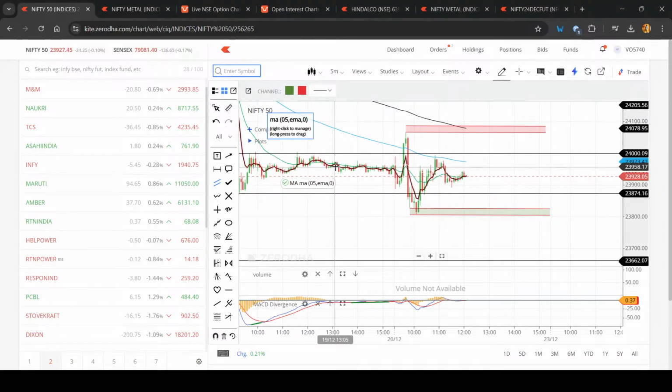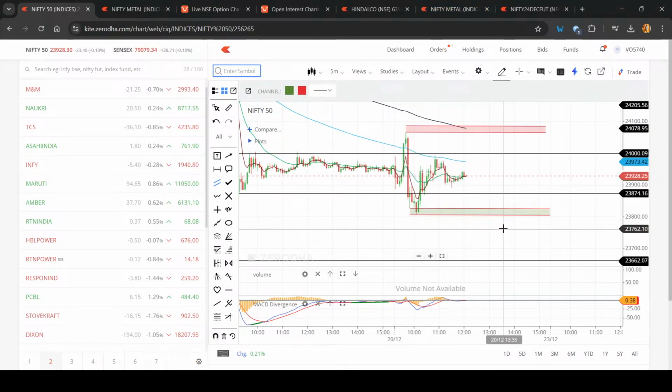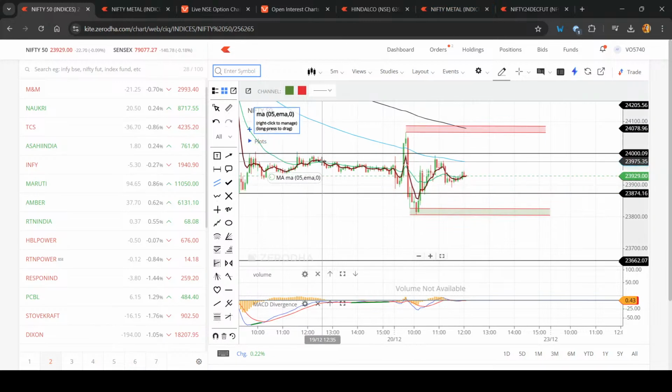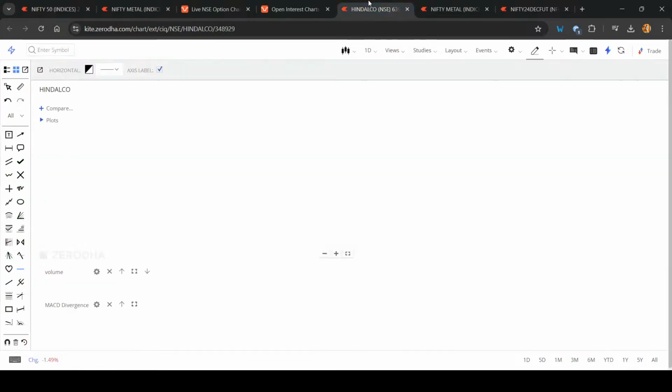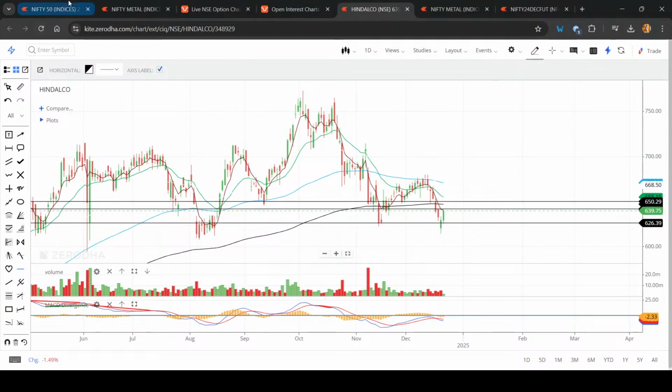What is Nifty essentially doing? Volatility has come, and post this volatility Nifty is doing literally nothing. It has gone completely sideways, and I think Hindalco is doing decent.